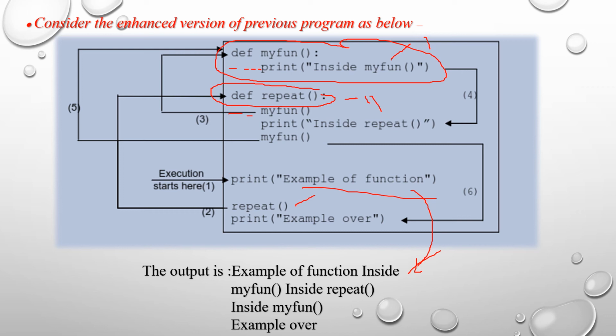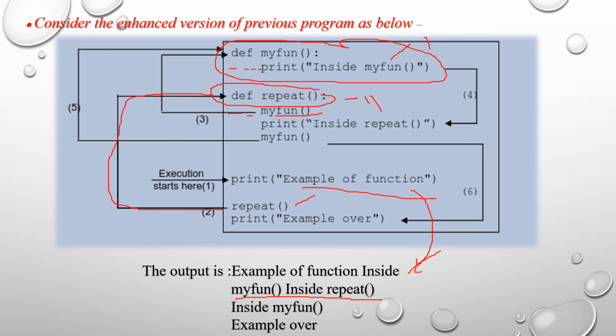Here the function call is repeat. So repeat is moved to the second definition. So it will print my fun, and the print statement is inside repeat. So this is the second print statement, my fun inside the repeat.